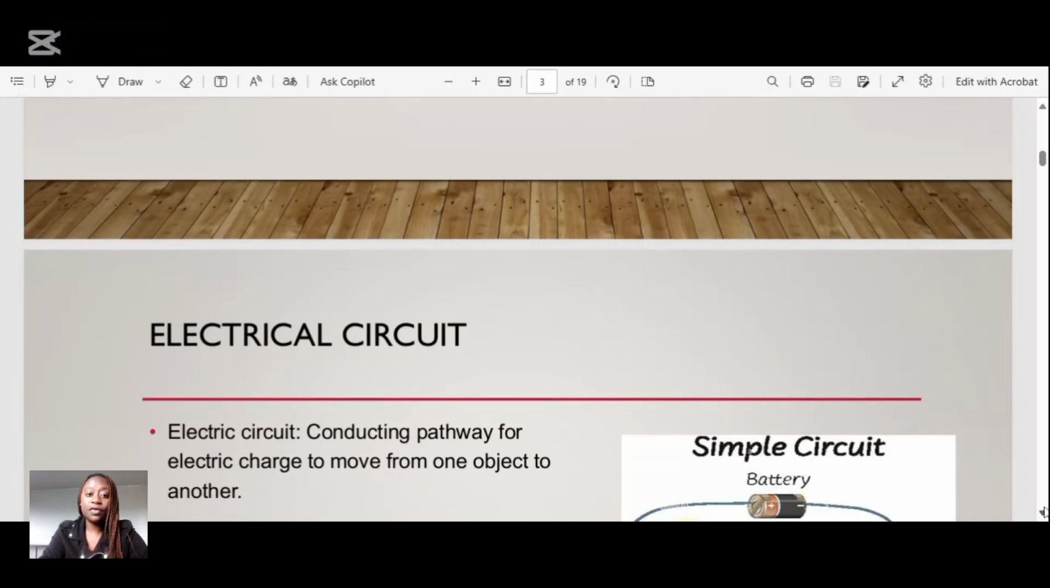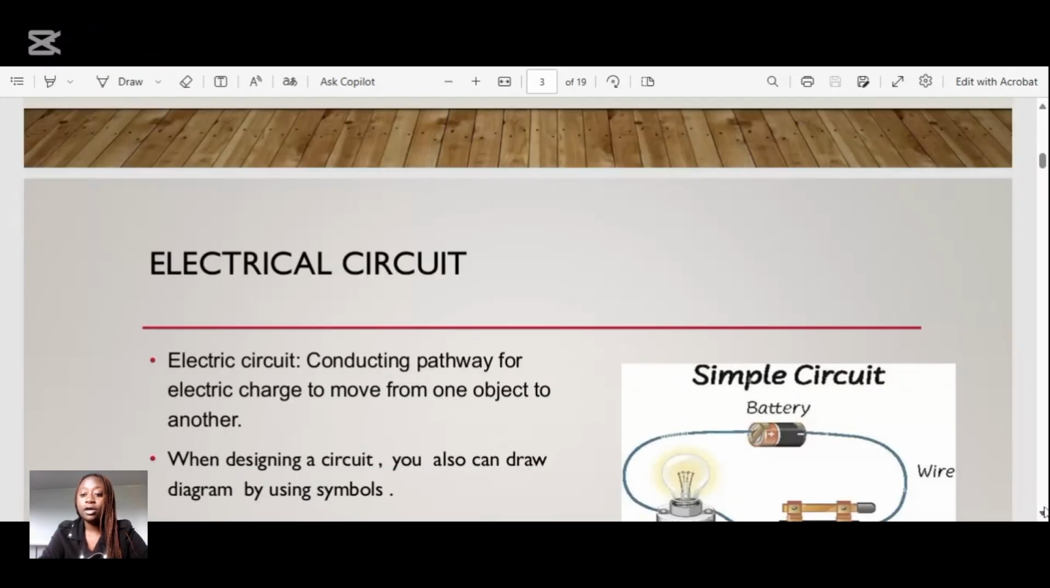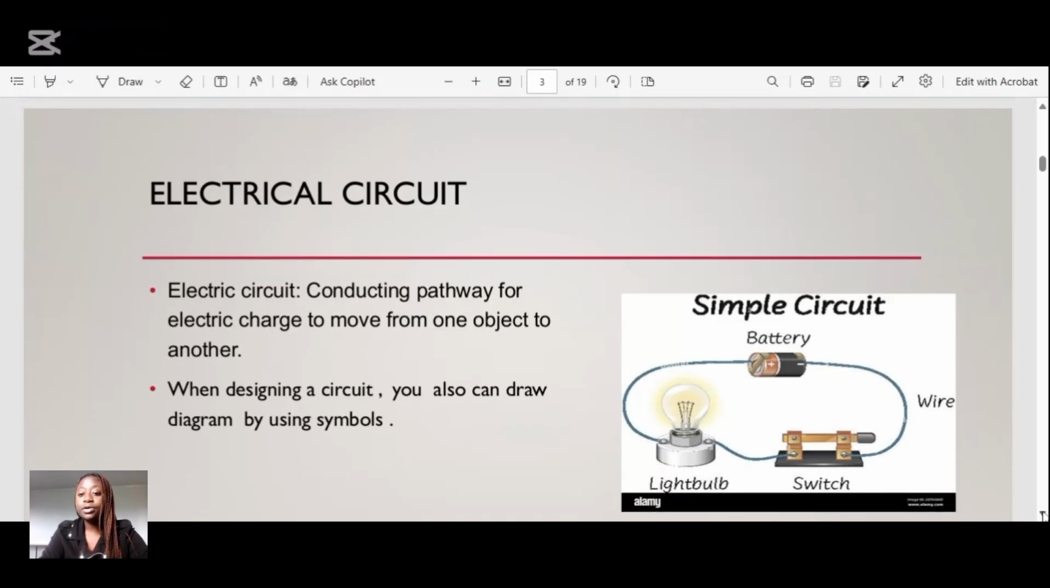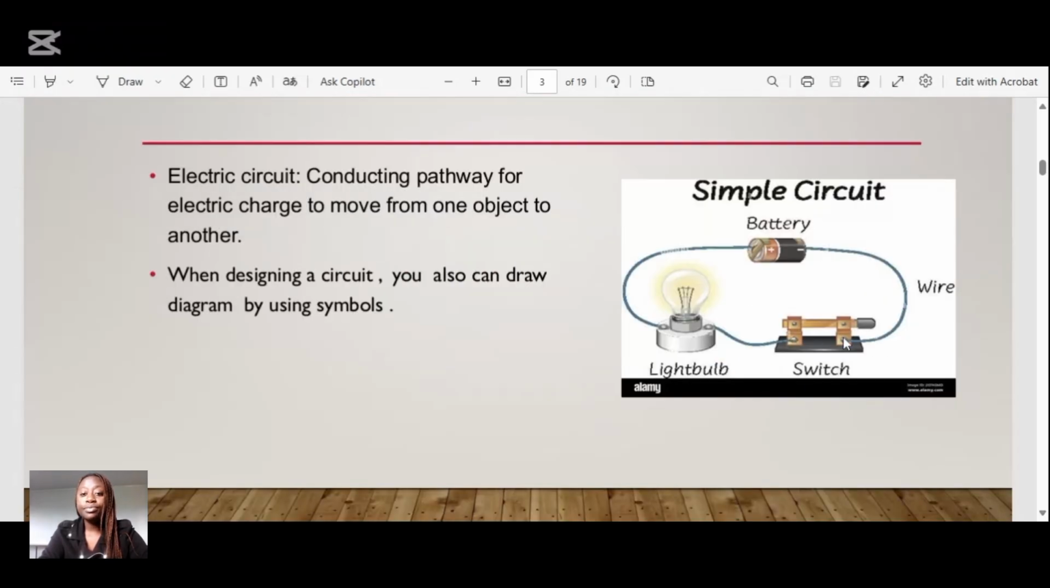So we have to define what an electrical circuit is. Firstly, we have the simple circuit. In a simple circuit, we have a battery, a wire, a switch, and a light bulb. What is a circuit? An electrical circuit allows the current to flow from one object to another. So the current will be flowing where? Here. The electrical charge will be flowing around here.